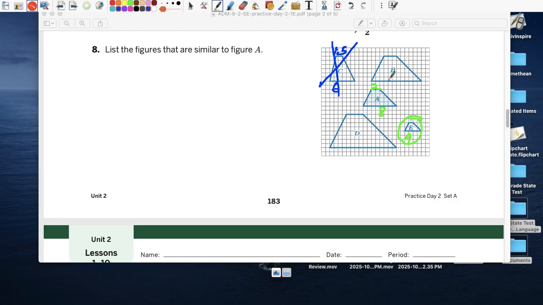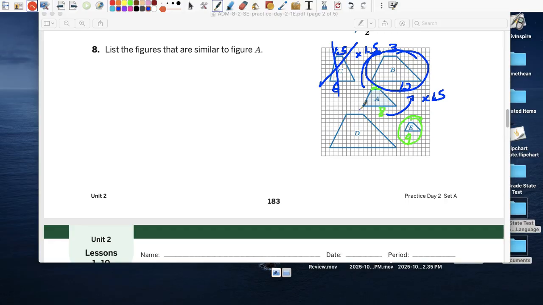B, this is 1, 2, 3. And this is 1, 2, 3, 4, 5, 6, 7, 8, 9, 10, 11, 12. How does a 2 become a 3? Times 1.5. How does the 8 become a 12? Times 1.5. So notice that corresponding sides were multiplied by the same scale factor. So this is definitely a similar triangle.